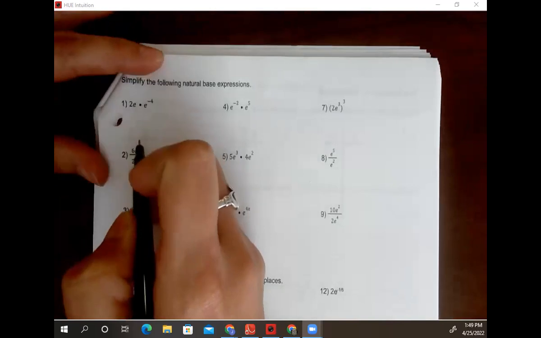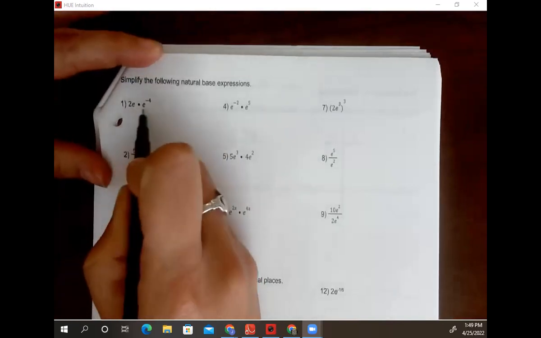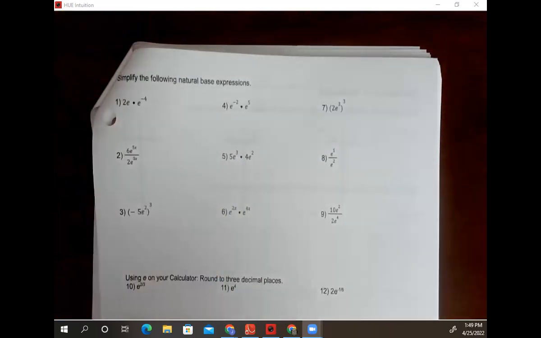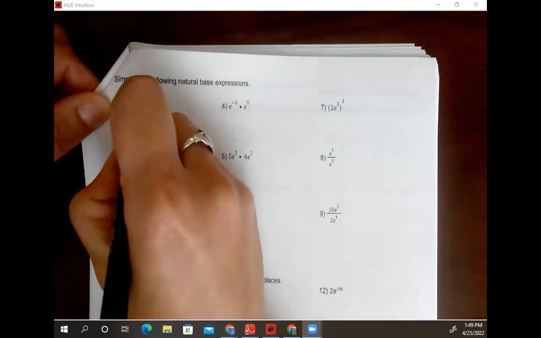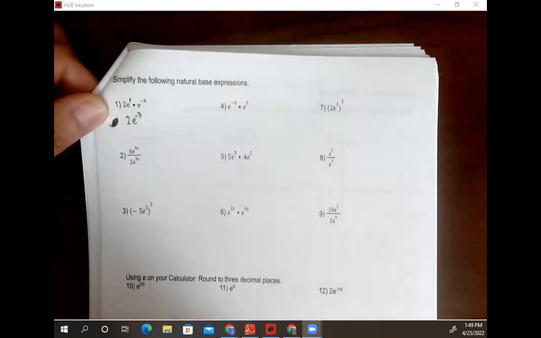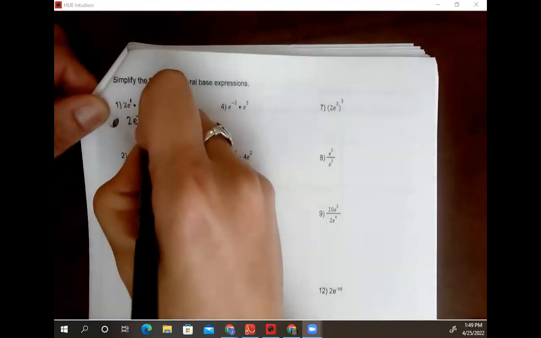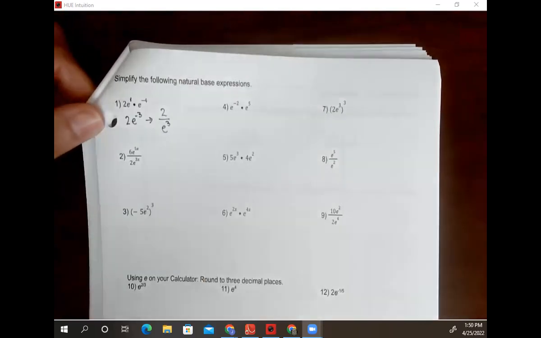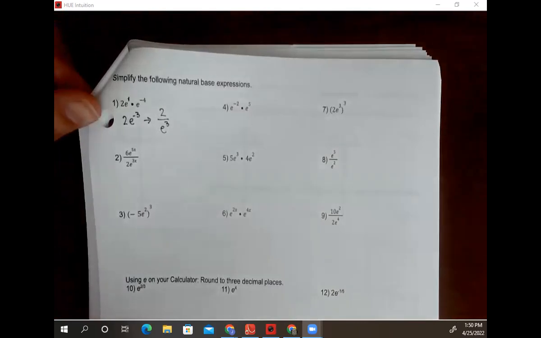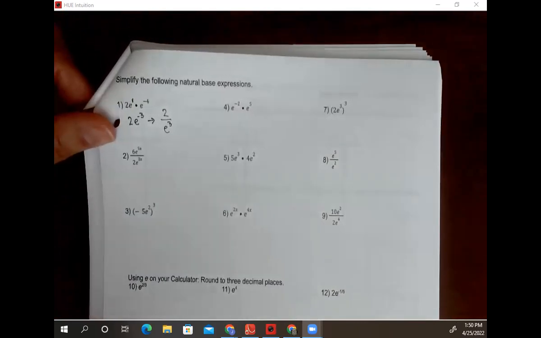So for number 1, I've got 2e times e to the negative 4th. So if I'm going to combine my terms here, I want to combine my like terms just like I would if I had x's or 7s to some power. I would add their exponents. So here this would be e to the 1st. 1 plus negative 4 would give me 2e to the negative 3rd. And I could write this as 2 over e cubed. So I had a positive exponent there. Same exponent rules that we've learned over and over again.